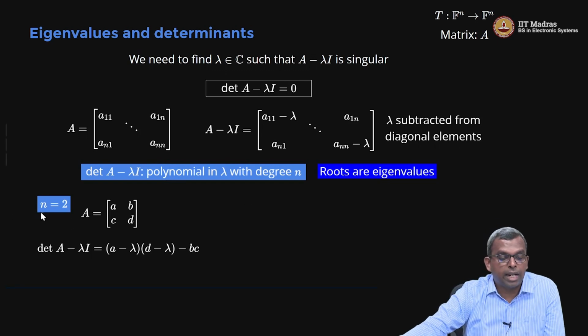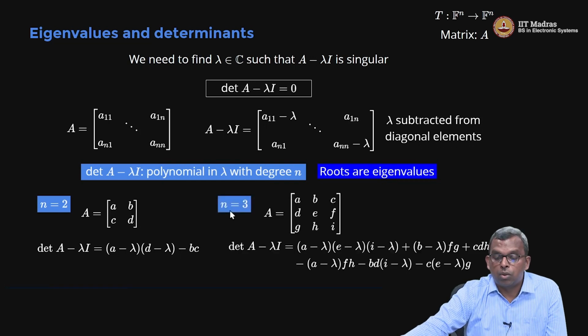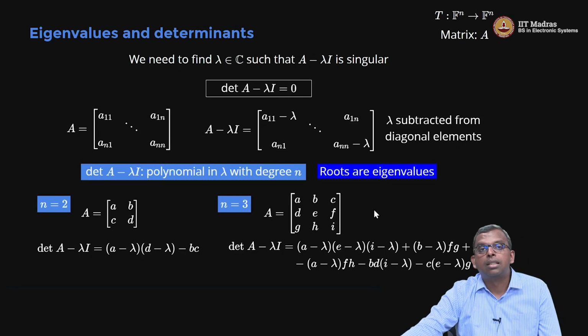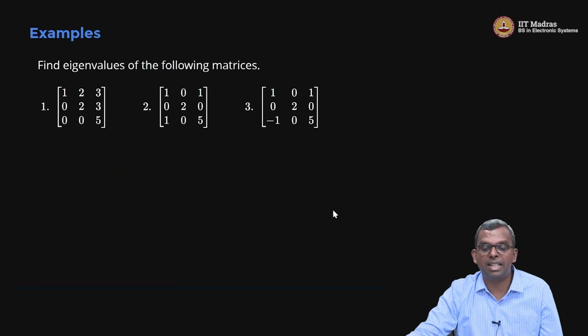Okay, let's look at n equal to 2. A is A, B, C, D. Determinant A minus lambda I is a quadratic equation. It's just A minus lambda times D minus lambda minus BC. If it's a quadratic polynomial, you equate it to 0 and solve it, you get the 2 eigenvalues. For n equal to 3, likewise, it will be a slightly more complicated expression, but you can write it out. You see that this term has a lambda power 3 term. It's a cubic polynomial, equate to 0. You can find all the eigenvalues. Okay, so determinants give you a very, very easy way to do it.